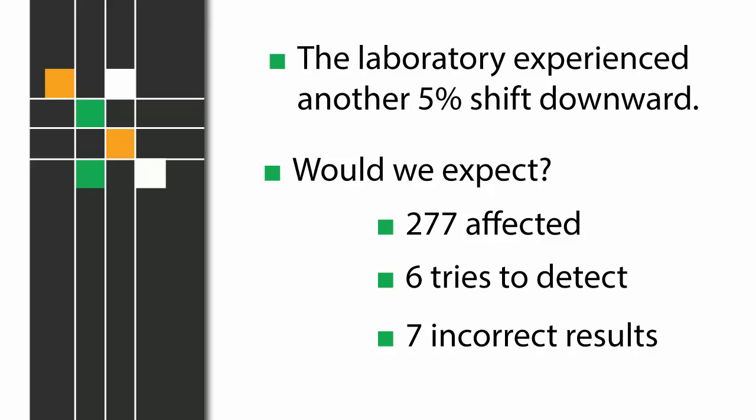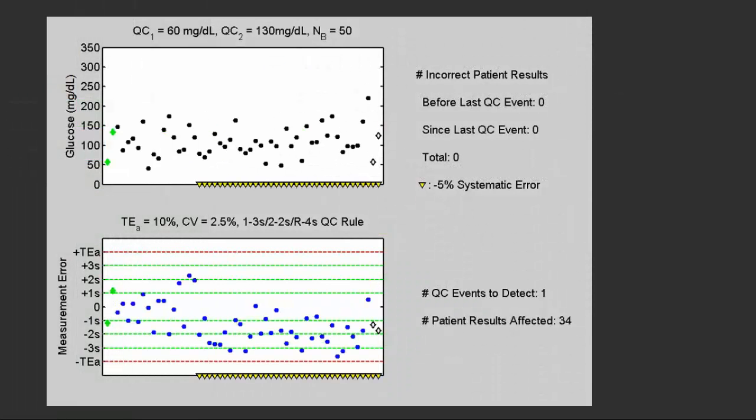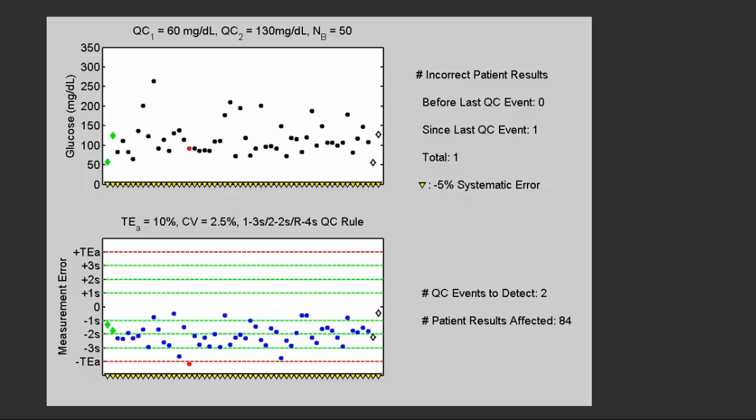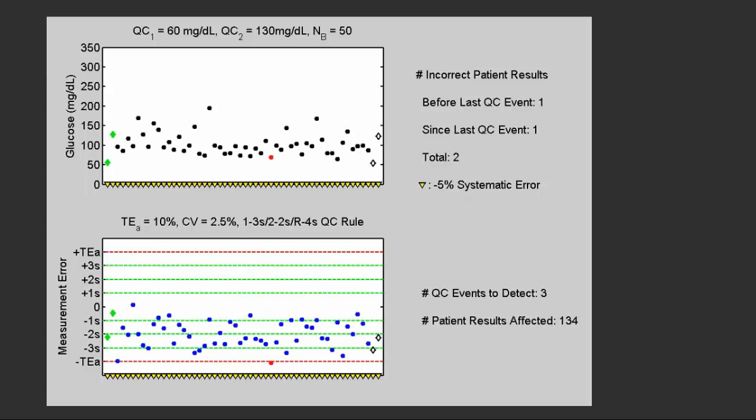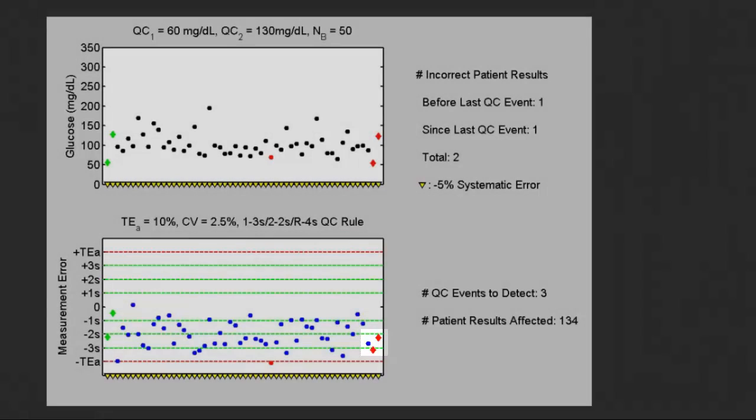We have a QC event, and it is an accept. We run patients, and then the out-of-control condition occurs. This time it occurs 34 patient specimens prior to the next set of QCs. Let's continue testing. We have a bad result which we failed to detect. We continue testing, and at last we get a QC rule rejection.